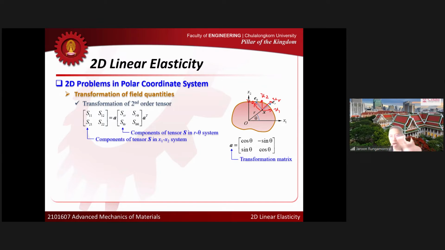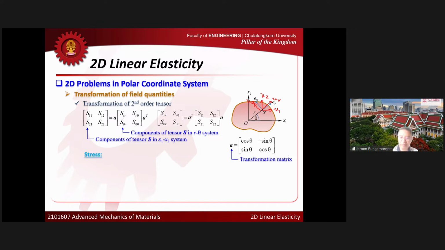Now, if I want to convert the components from one system to the other system, I can use this relationship. This will give you the components in the X1 and X2 system once you know the components in the r and theta system. And also I can do it the opposite way. The rule of transformation that you saw here is not new to you, right? You learned this from Ajahn Thirapong as well. And A here is the same matrix that I showed you before. It's a transformation matrix.